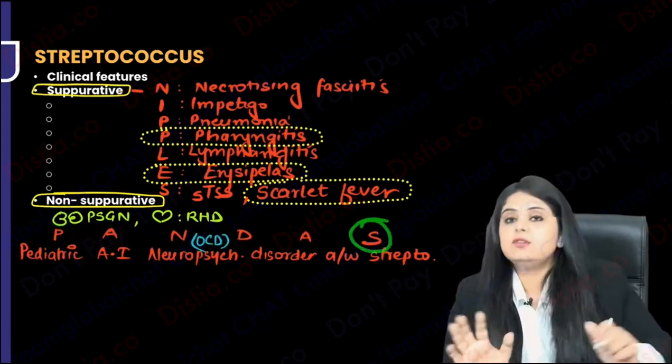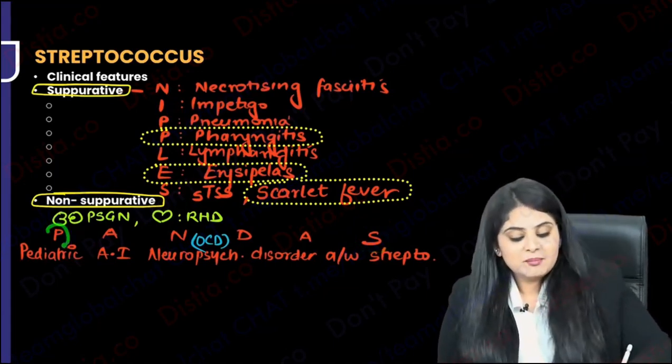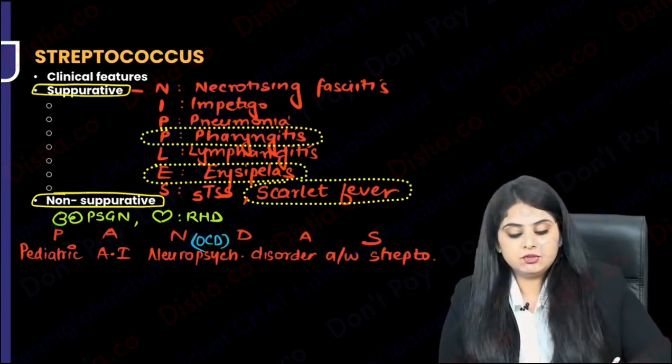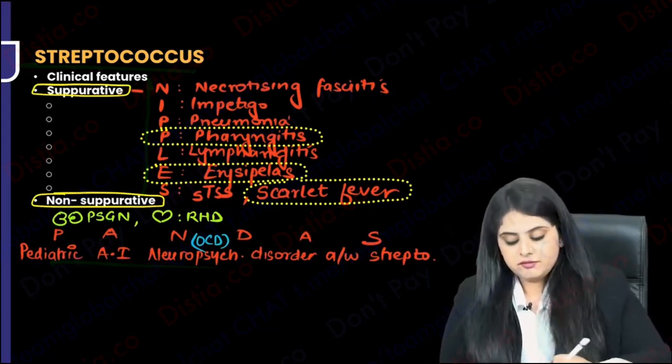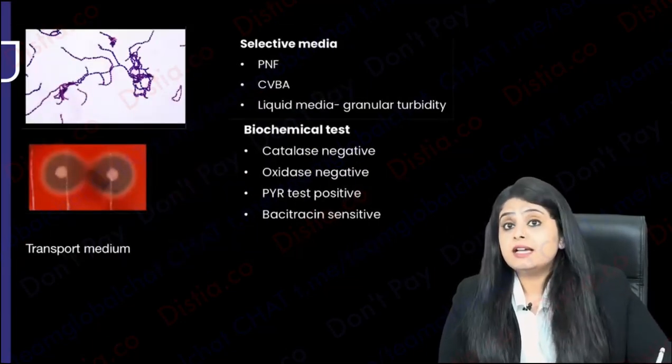And S will tell you it is streptococcus. So even if you learn it in bits and pieces, it will work, okay? It occurs in children, it is autoimmune, it is neuropsychiatric, and it is related to streptococcus. So remember nipples and pandas. Nipples and pandas becomes your mnemonic for streptococcus clinical features, because now we are moving on to the diagnostic part.